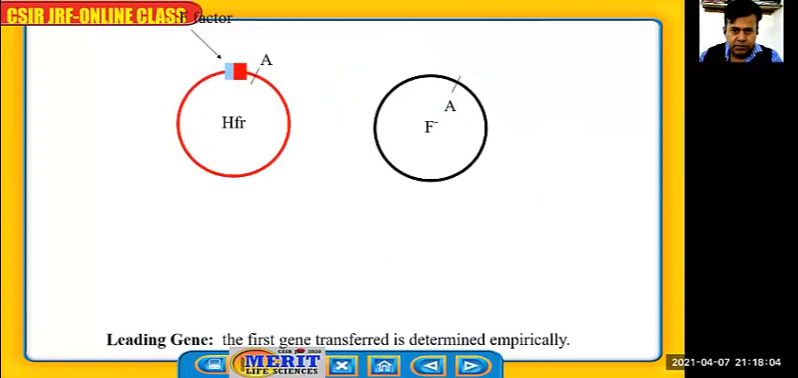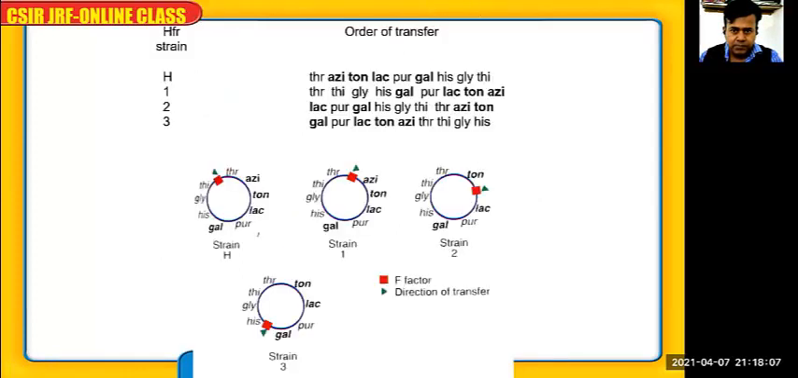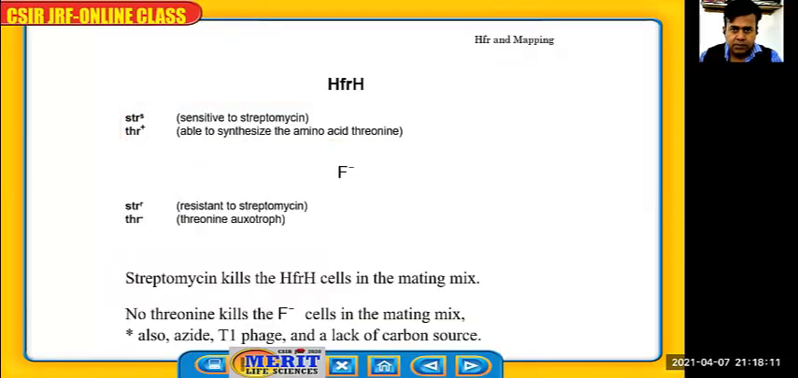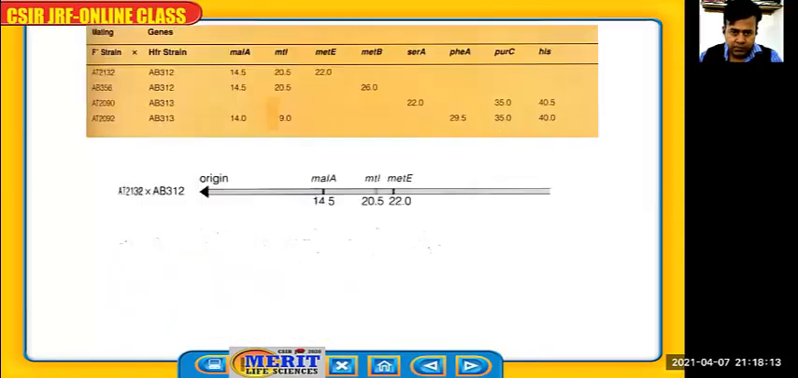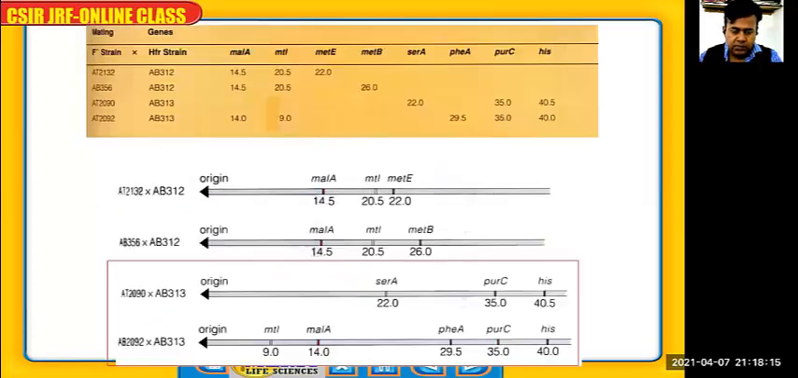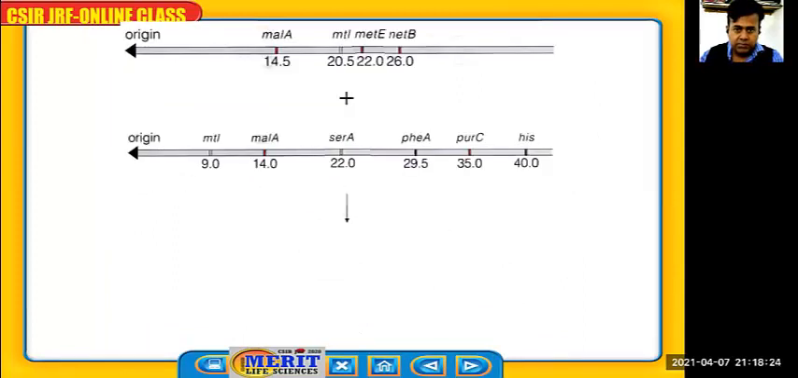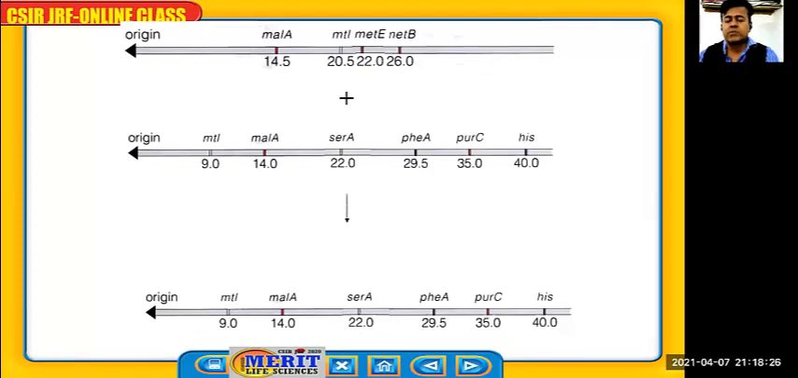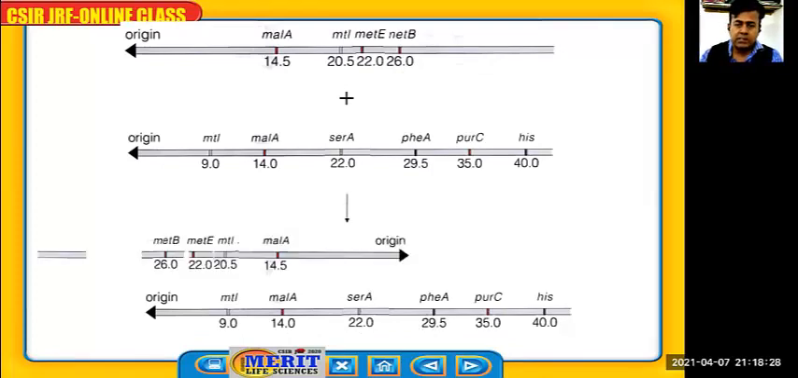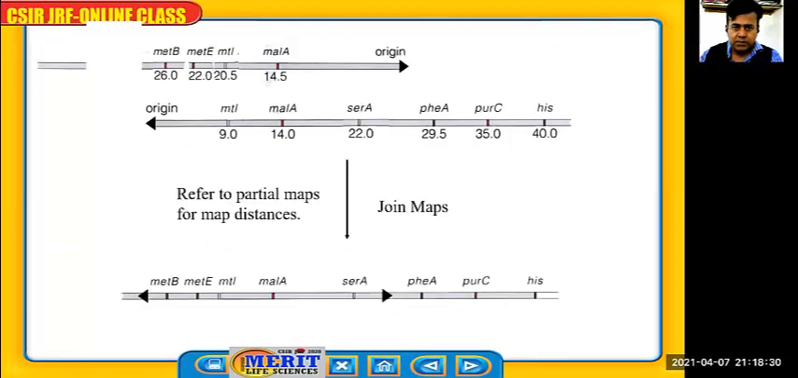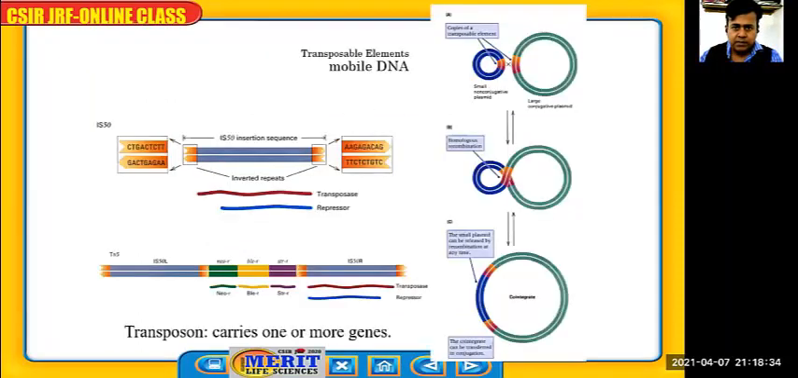Yesterday we discussed all these things. We also discussed how you can combine and find the distance, or design the map based on the direction of origin, because a linear chromosome is absent in bacteria; they are always circular. So that's why you have to think in that way.